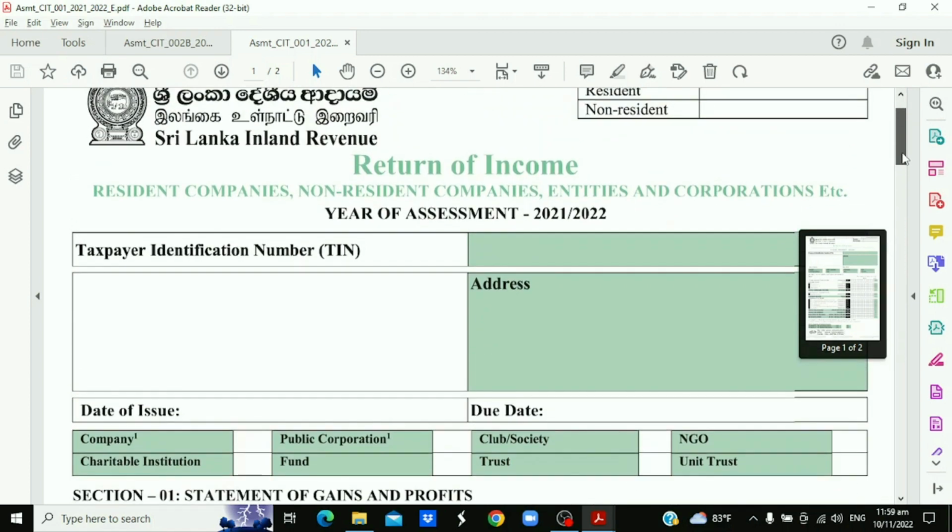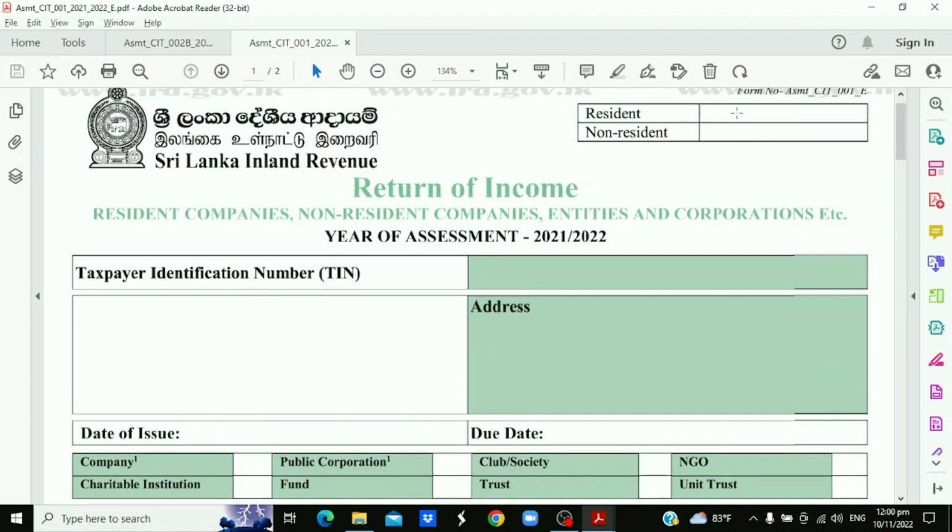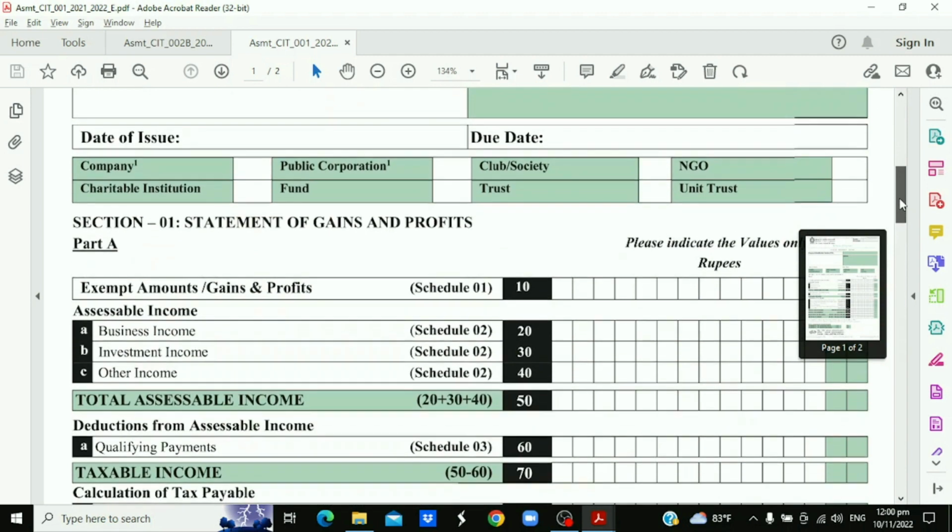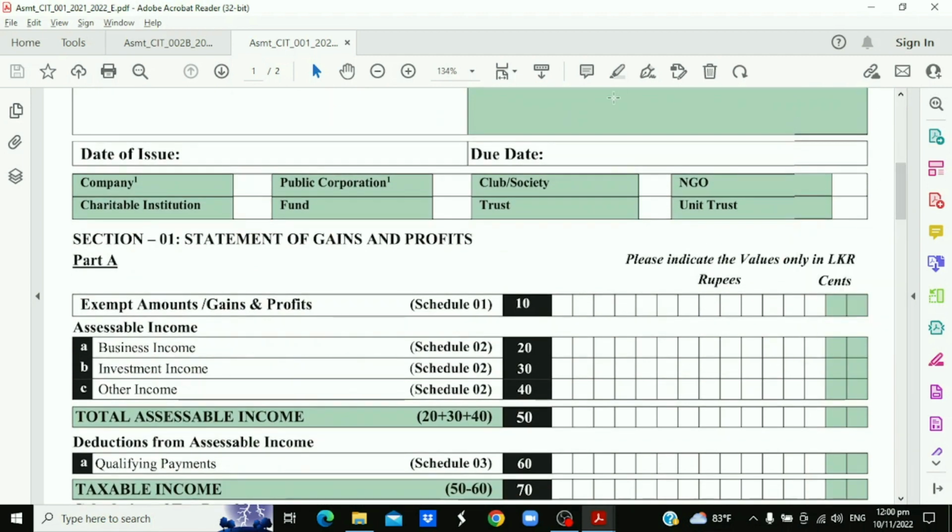Then you have to mark whether your entity is resident or non-resident, and again mark your type of entity, either company or public corporation or any other, right? They would have some specific applications as well. If you are an NGO, you can click this tick here, and you have to complete only Schedule 6B, right? Others may not be applicable, but sometimes if there is any other income, you have to consider that. If not, you can complete Schedule 6B, then decide what value you have to pay as tax for the NGO, right?